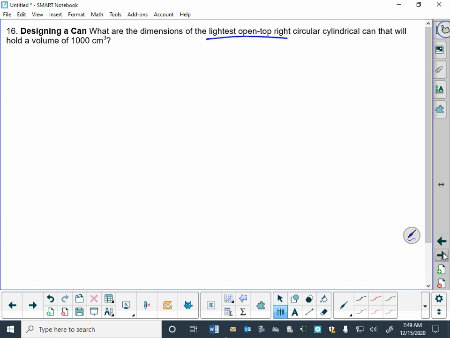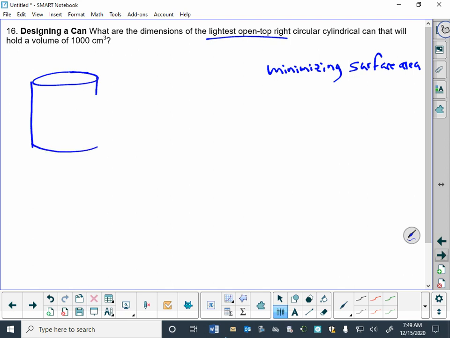Lightest open top right cylinder, so I'm going to be minimizing the material that I'm using to build this, so that's a surface area. So I'm going to need an equation for a surface area. Let me draw my can here and get some dimensions on that. So there will be no top, okay? We're told the volume is going to be 1,000 cubic centimeters.